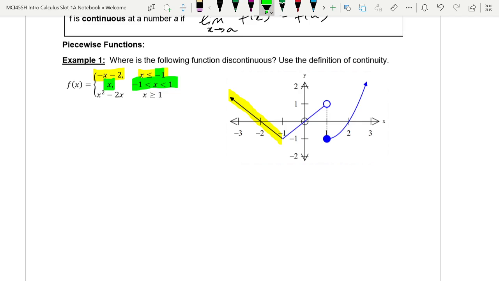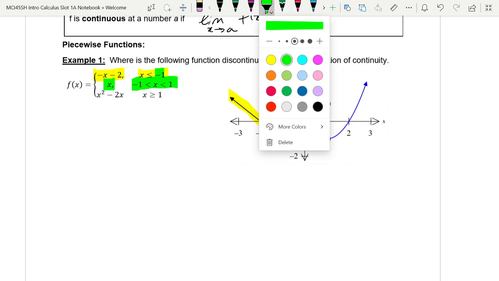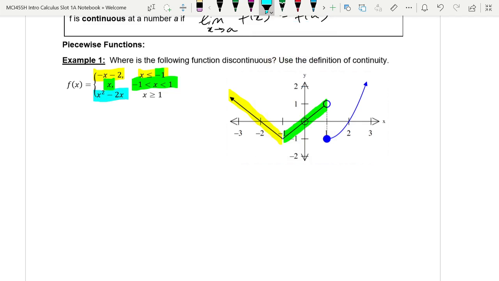So starting infinitely close to negative 1. Remember, negative 1 belongs to the yellow function. And then going infinitely close but not reaching 1, there's the next equation. And then lastly, I have a quadratic, x squared minus 2x, but only when I start at 1 and go to infinity. And that's that part of the graph. Okay, so that's where this thing comes from.